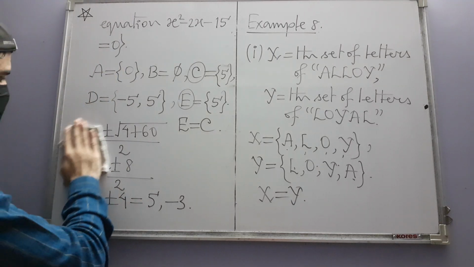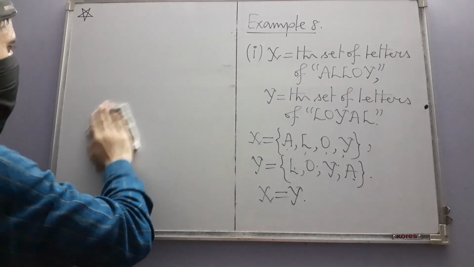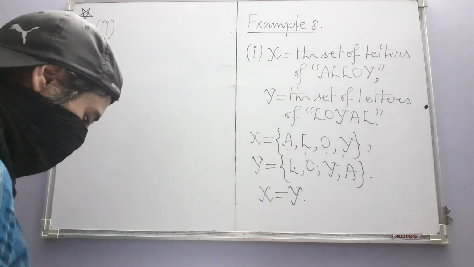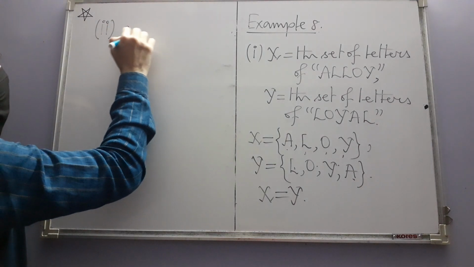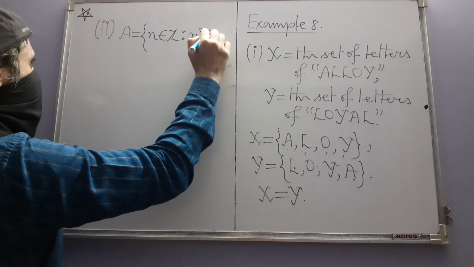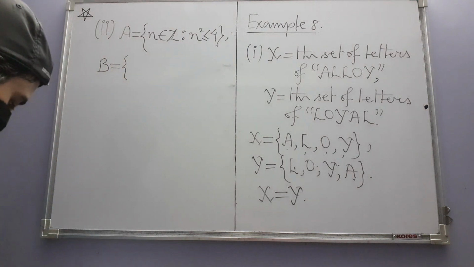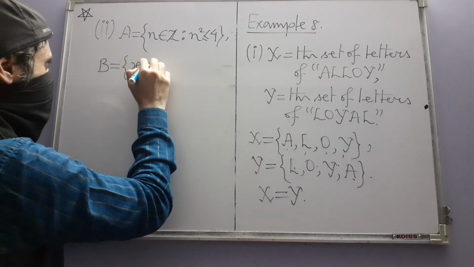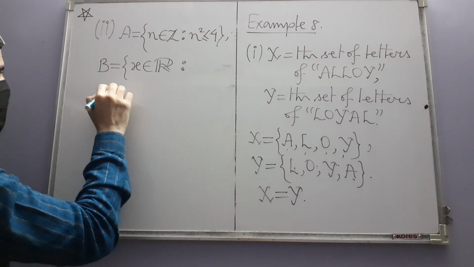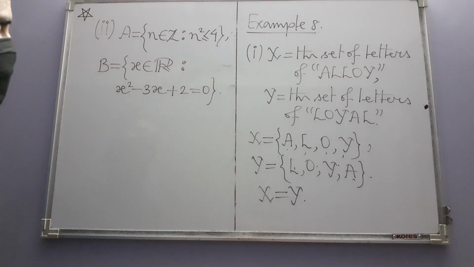And there is one more pair. Number 2. A is the set of all integers n such that n square is less than or equal to 4, and B is the set of all real numbers x such that x square minus 3x plus 2 is equal to 0. Alright.